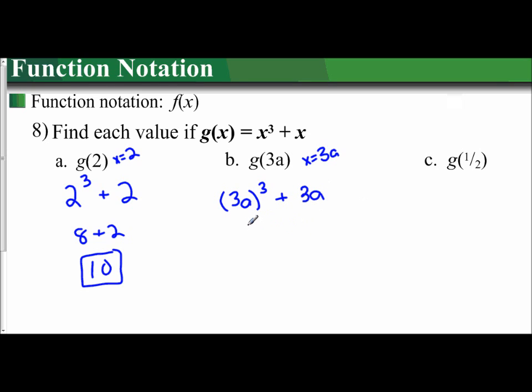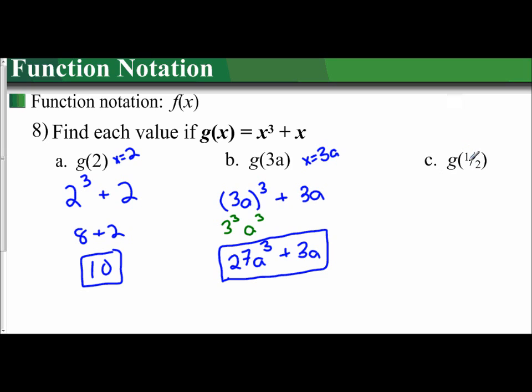Now if we go back and think about how we deal with properties of exponents, if you have 3a cubed, what you want to do is cube the 3 and cube a. So 3 cubed is 27. So I have 27a cubed plus, drop down, 3a. Now a cubed and a are not like variables. They don't have the same exponents, so we cannot combine them. So that is our final answer.